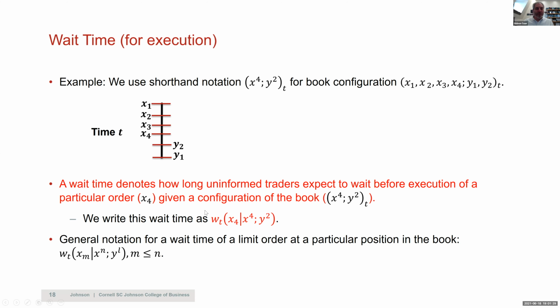So the way I'm going to define this notationally: when I say wait time for execution of limit orders, it has a definition, the expected value of the random time. It's simply how long uninformed traders expect to wait for a specific limit order. Let's say X4 can be anyone, say it's the ask price, given a particular configuration of the book. So this is the notation W_t. You will see that it will be time changing, so it has to be indexed by t, of a particular order X4 given this configuration of the book with 4 limit sell orders and 2 limit buy orders.